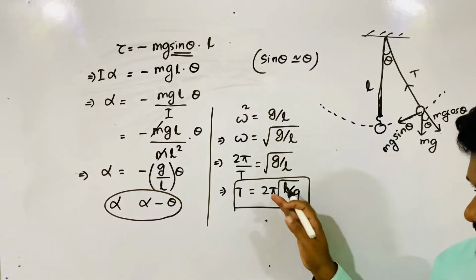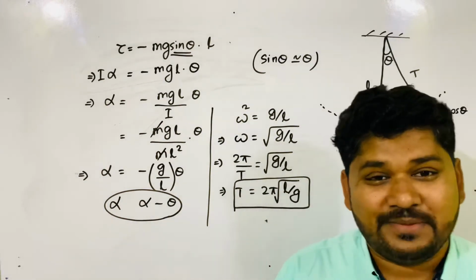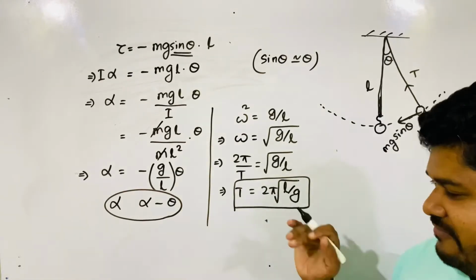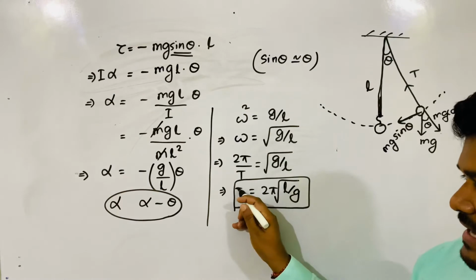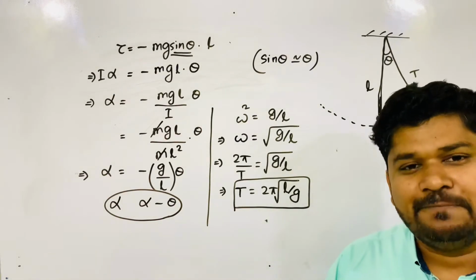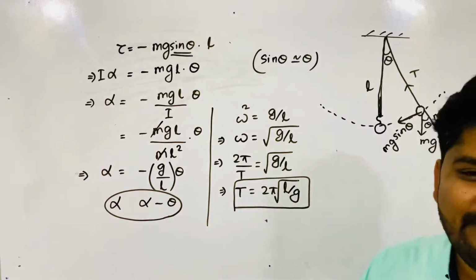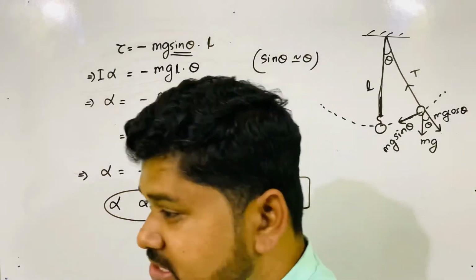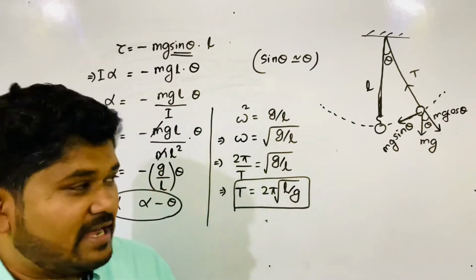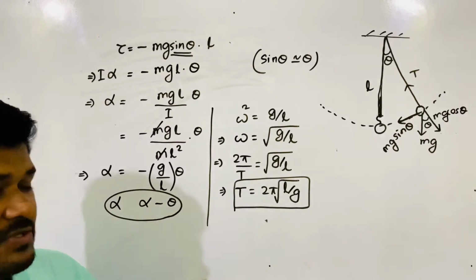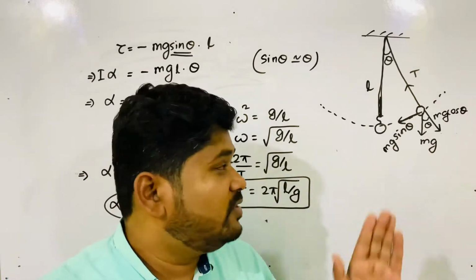You must have heard this expression. You must have already used this expression. Very, very important formula. Time period of a simple pendulum T is equal to 2 pi root under L by g. So this 3 marks question is now over. Proving the time period is 1 mark, and showing that it executes SHM is 2 marks including the figure.